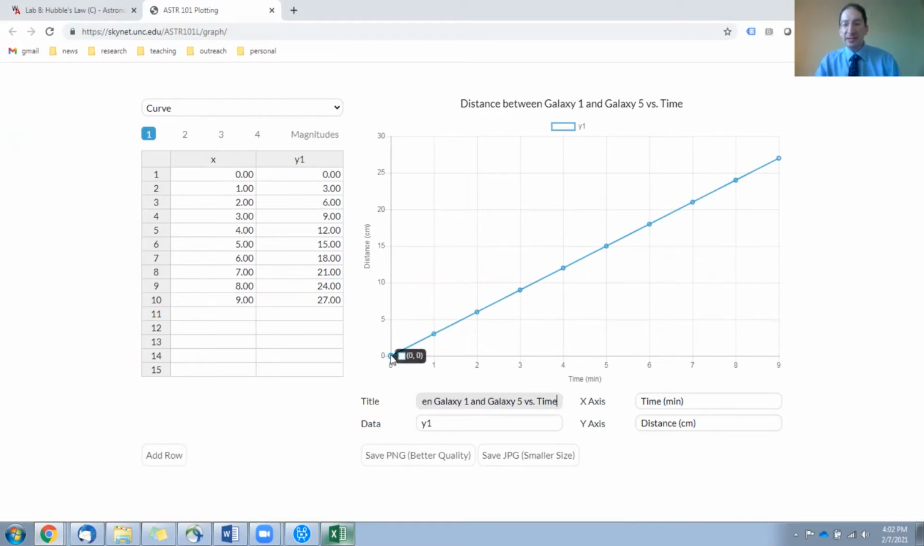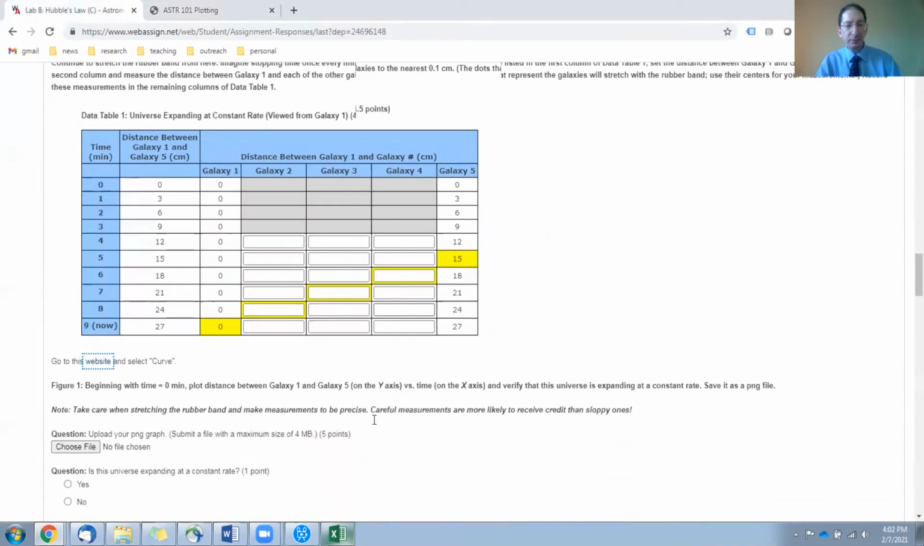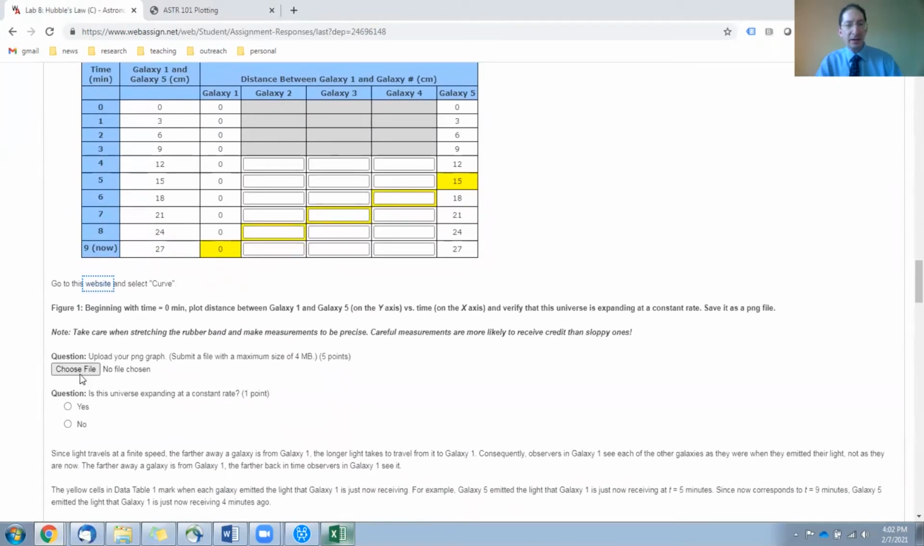And looking at this, this indeed appears to be linear, so a constant rate of expansion. This is a universe that's expanding at a constant rate. So you'll save that PNG and upload that here. And it asks you a question: is this universe expanding at a constant rate? And if you confirm that, you'll mark yes.